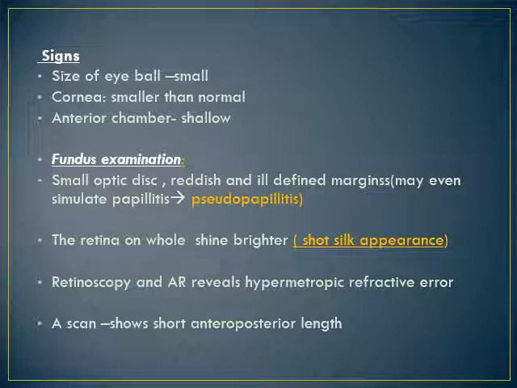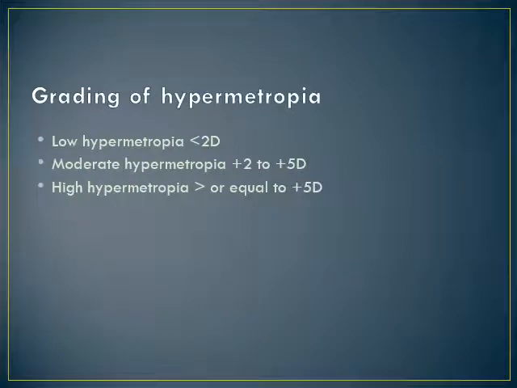Then the retina on the whole shines brighter than normal. It is known as the shot silk appearance, which is due to the increased brightness of the retina. Then retinoscopy and autorefractometry reveal the hypermetropic refractive error. Then A scan shows a short anteroposterior axial length. In grading, it may be low hypermetropia, less than 2 diopters. Then moderate hypermetropia is 2 to 5 diopters. Then high hypermetropia is equal to or more than 5 diopters.